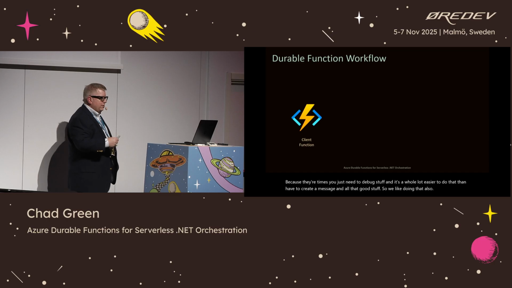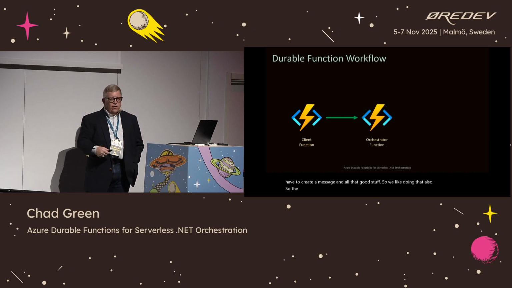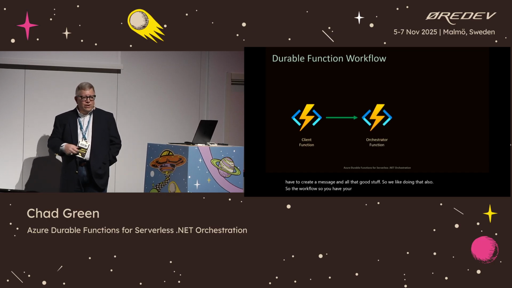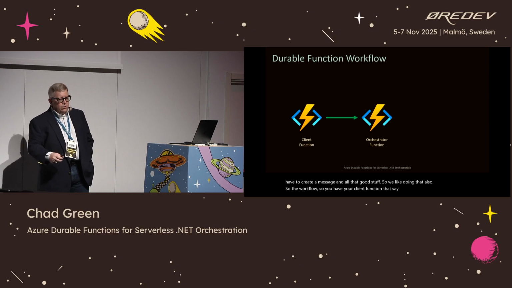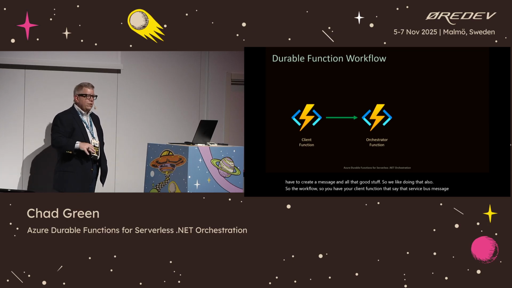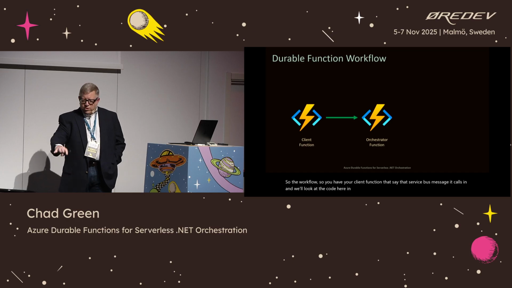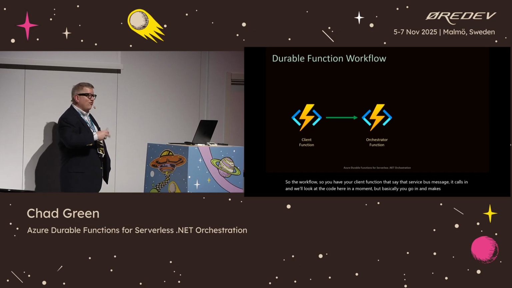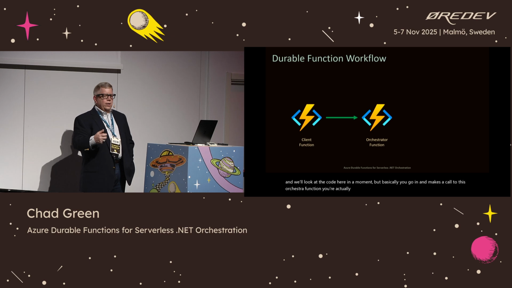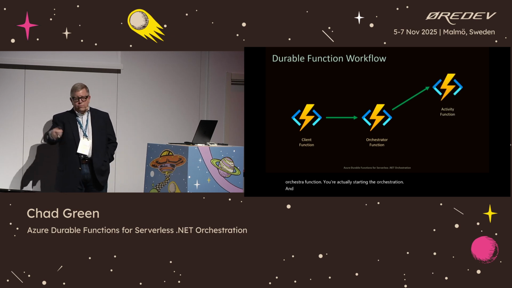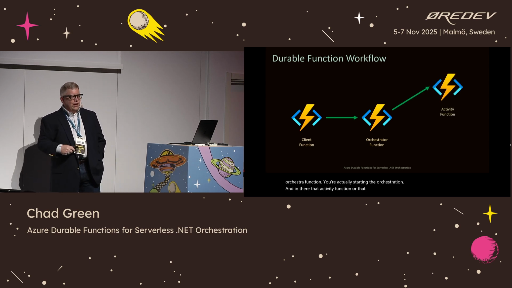So the workflow: you have your client function, that Service Bus message. It calls in, and we'll look at the code here in a moment. But basically, you go in and it makes a call to this orchestrator function. You're actually starting the orchestration. And in there, that orchestrator function will call an activity function.